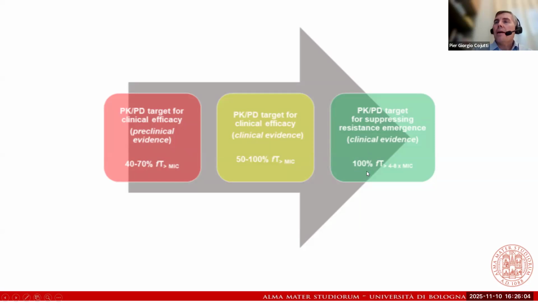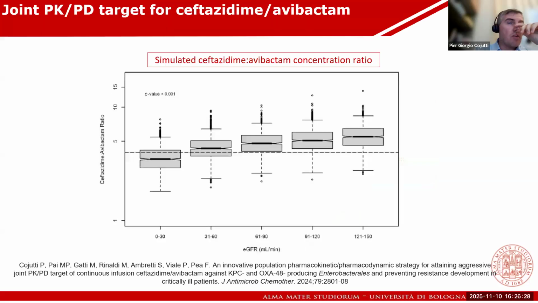So we have to target a more aggressive PKPD threshold, which is at least 100% of the time with concentration above the MIC for the entire dosing interval, and the optimal way is 4 times the threshold, so a ratio between Css over MIC of greater than 4. This of course applies also to the newer beta-lactams.